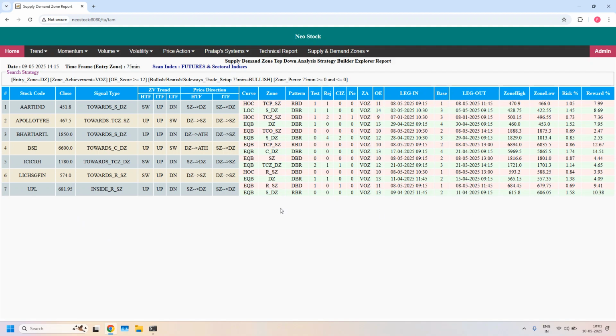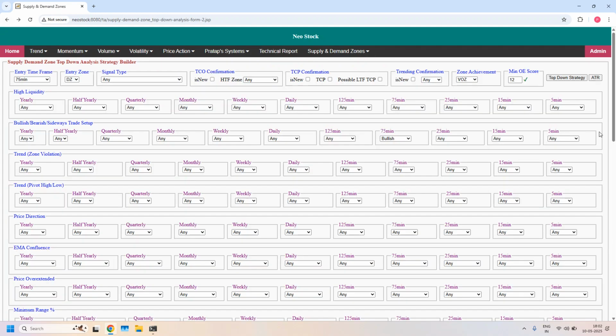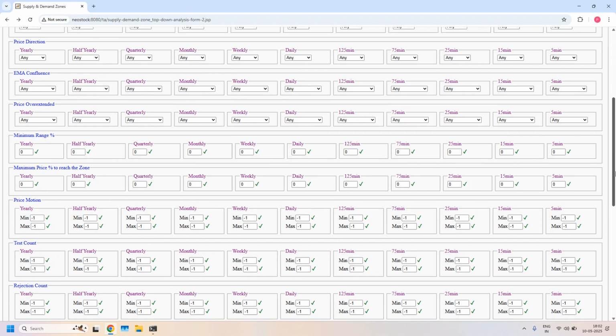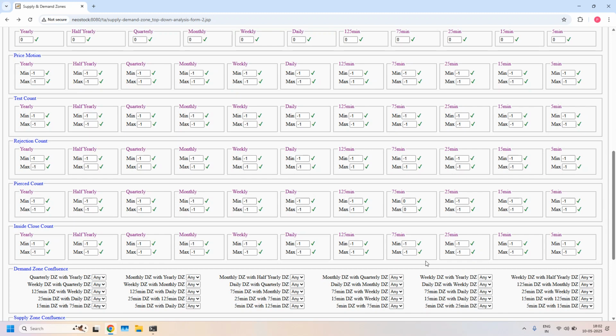And entry time frame zones are 75 minutes demand zones. Out of these 7 75 minutes demand zones, how many are having more high probability to get success? That we will filter based on the zone confluence. First filter is LTF and ITF demand zone confluence. That is 75 minutes and daily demand zone confluence.